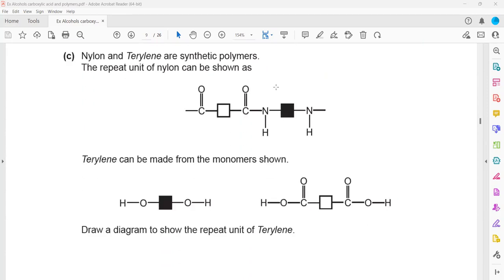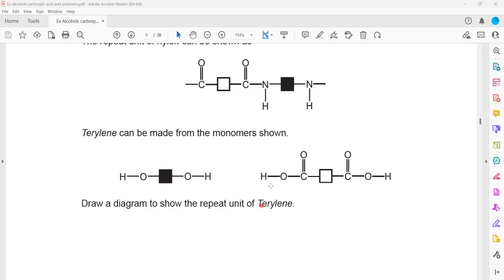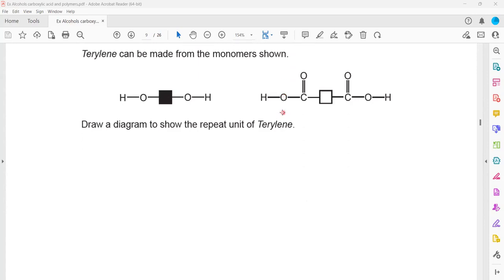Then you can see nylon and terylene are synthetic polymers. Synthetic means man-made polymer. The repeat unit of nylon is shown. You can see nylon: one molecule has carboxylic groups on both sides, and another has amine groups on both sides. Terylene can be made from monomers, as you can see. Draw the structure of terylene.